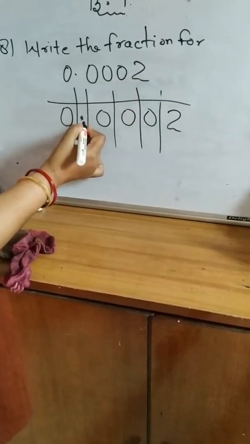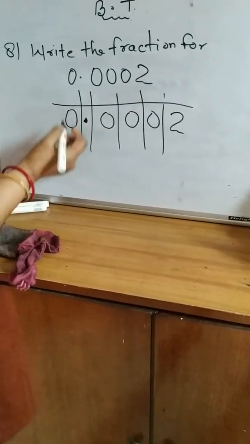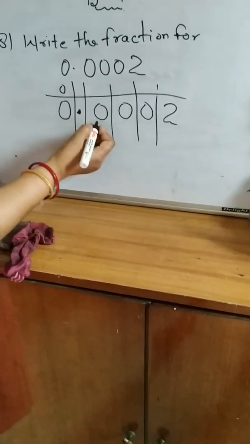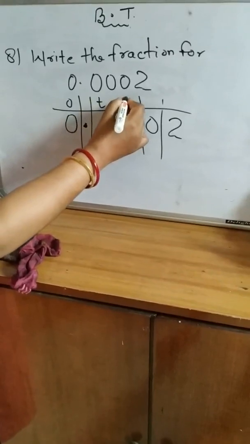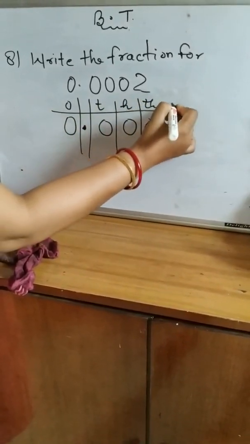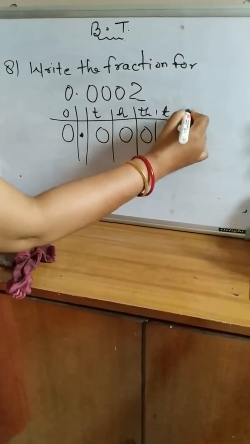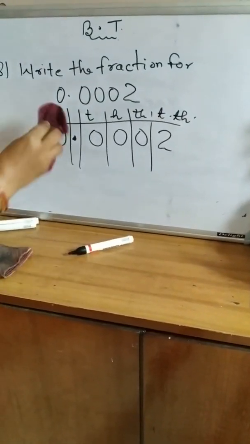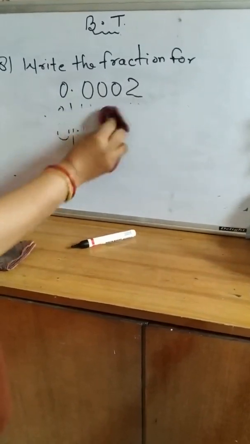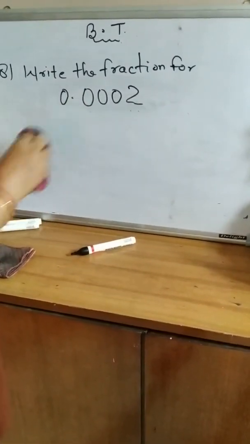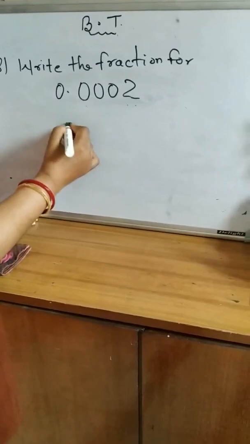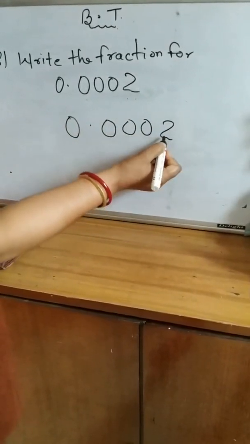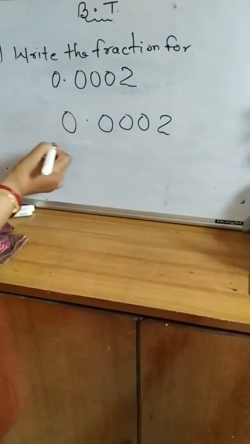To the left of this decimal it is a whole number, so it is ones place. To the right of the decimal is the decimal part. So start with tenths, hundredths, thousandths, and then ten-thousandths. So how will you write it? Firstly, write down this number, 0.0002. We know the place of this 2 is ten-thousandths.